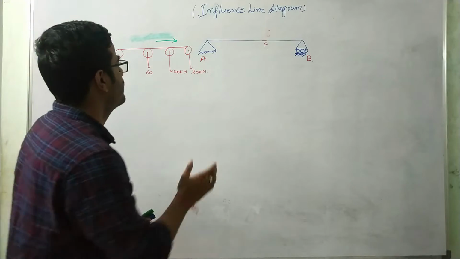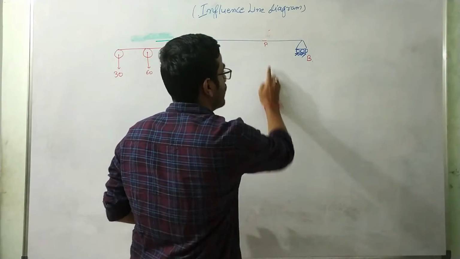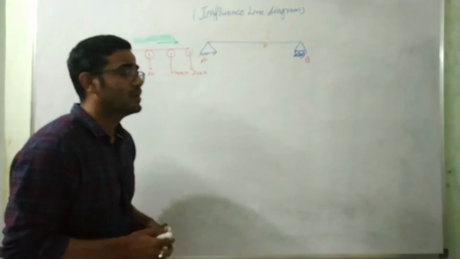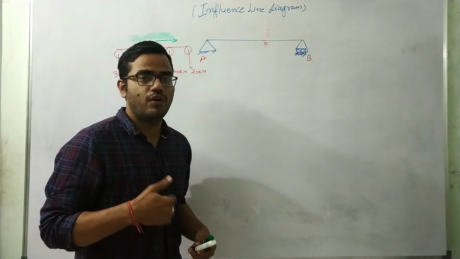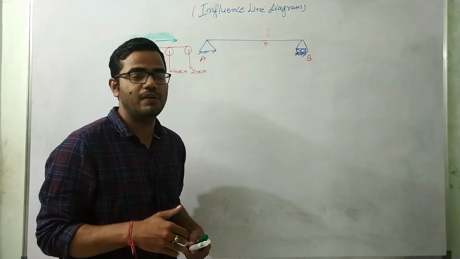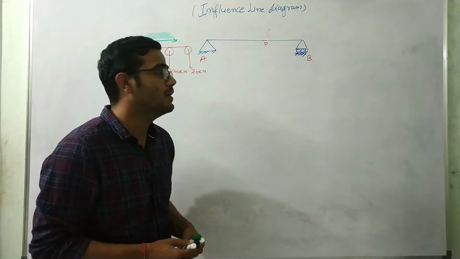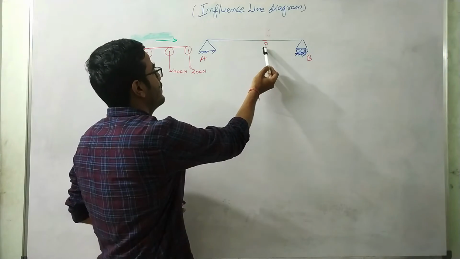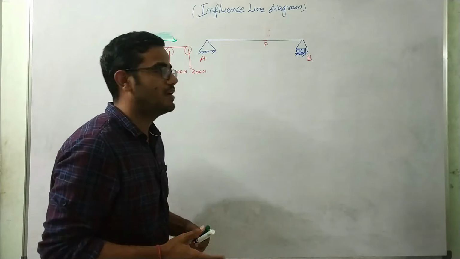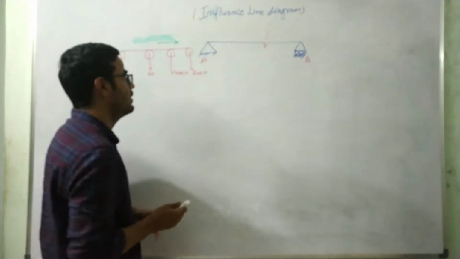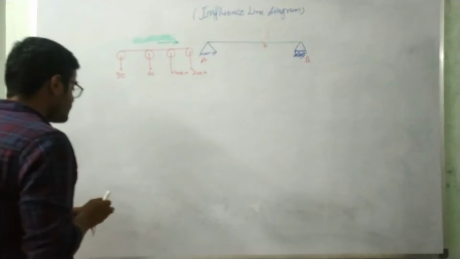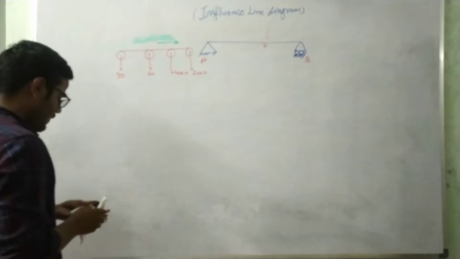Remember that this maximum moment which we are calculating is not the absolute maximum moment. What I mean by that is, if someone asks which moment will be the design moment for the beam, you cannot say that this moment will be the design moment. This is not the absolute maximum moment. This is basically a local maximum moment. So let us come to this problem.